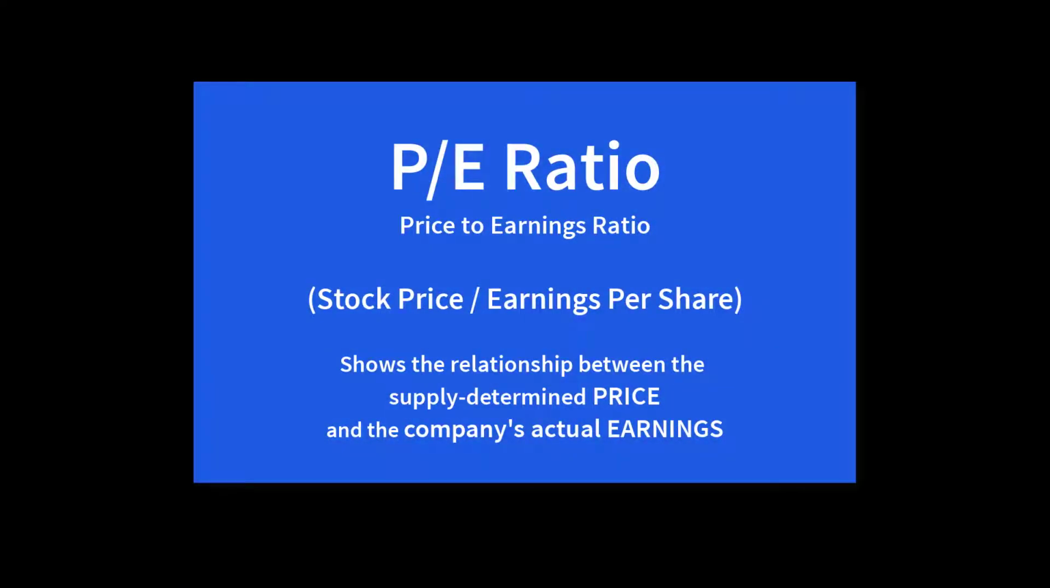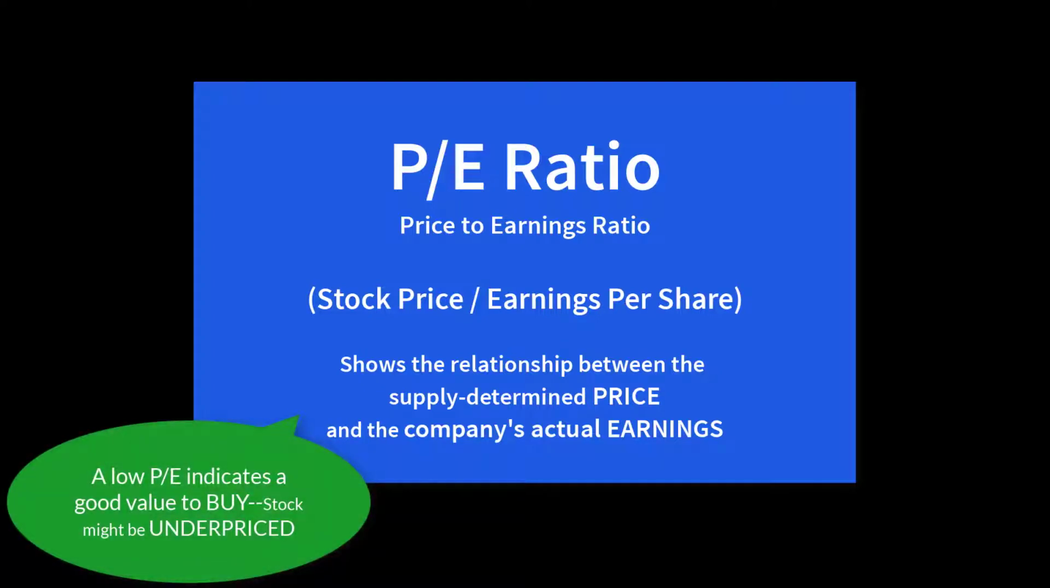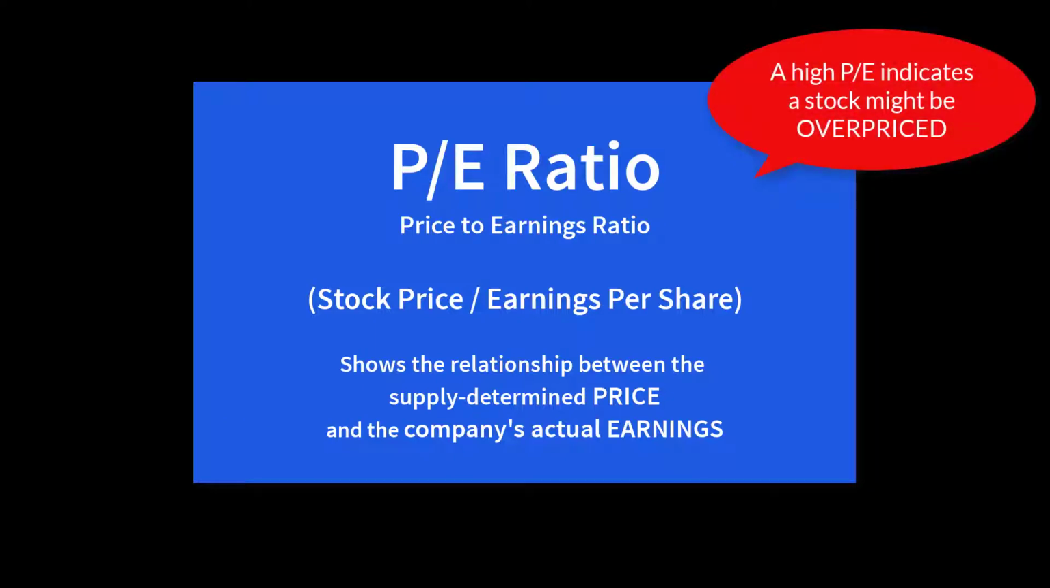Finally, the price-to-earnings ratio shows the relationship between the supply-determined share price and the company's actual earnings. A low PE ratio indicates the stock may be underpriced. It could be a good value. A high PE ratio indicates the stock may be overpriced.